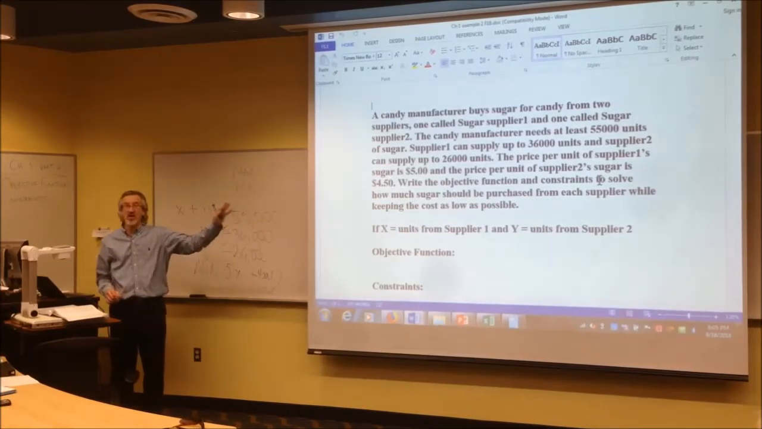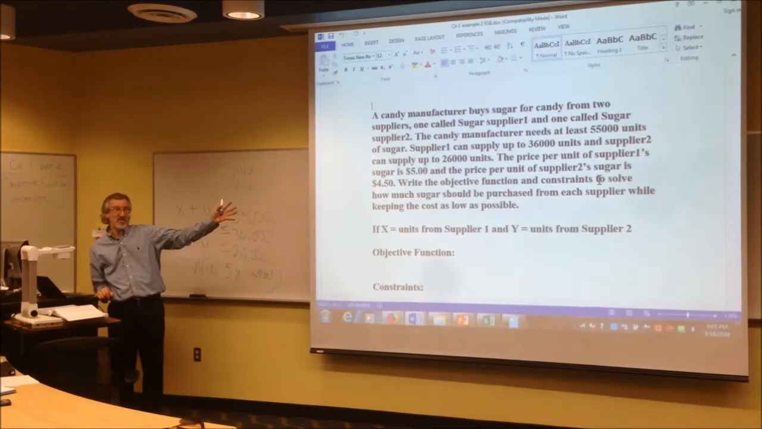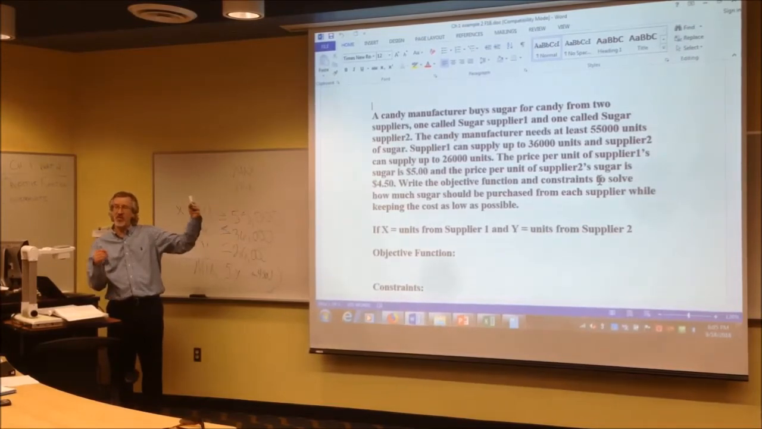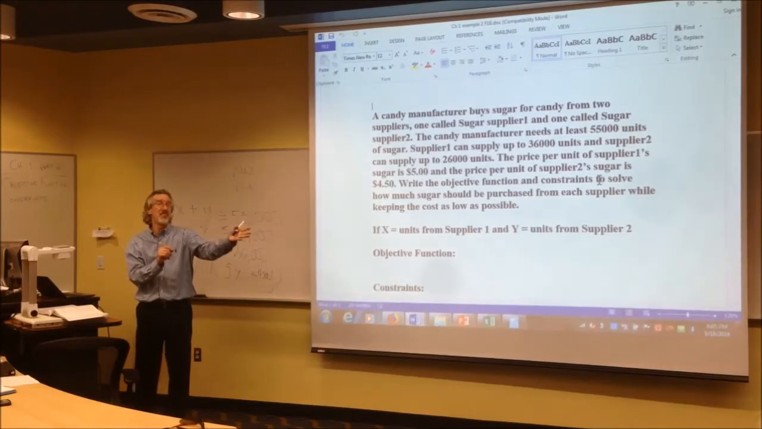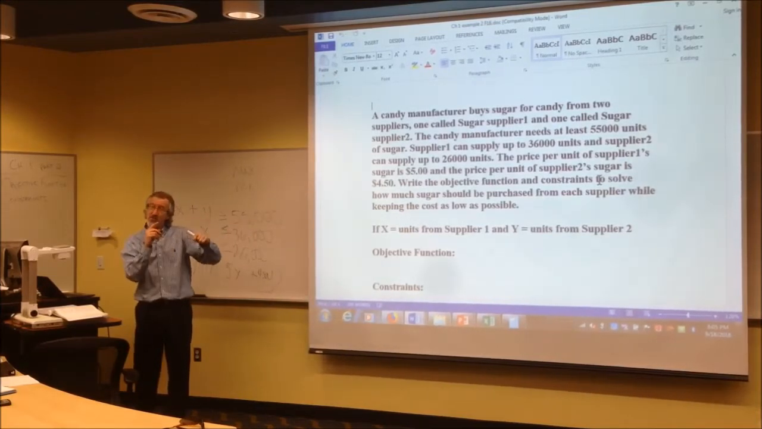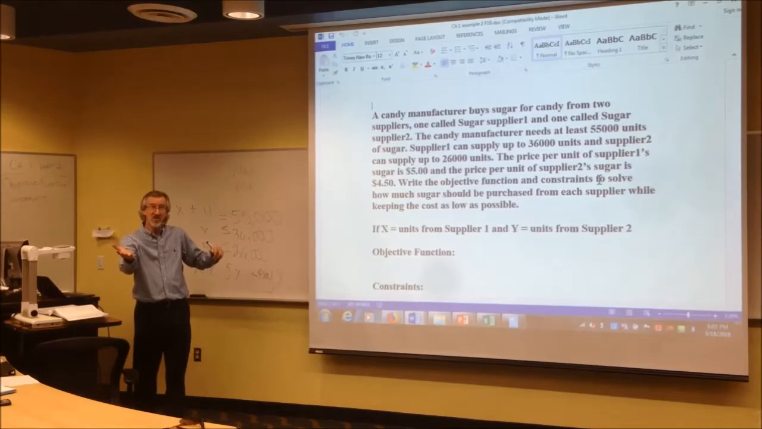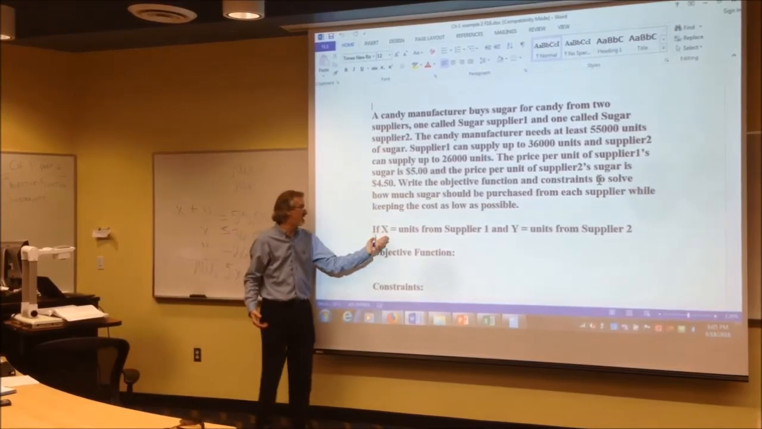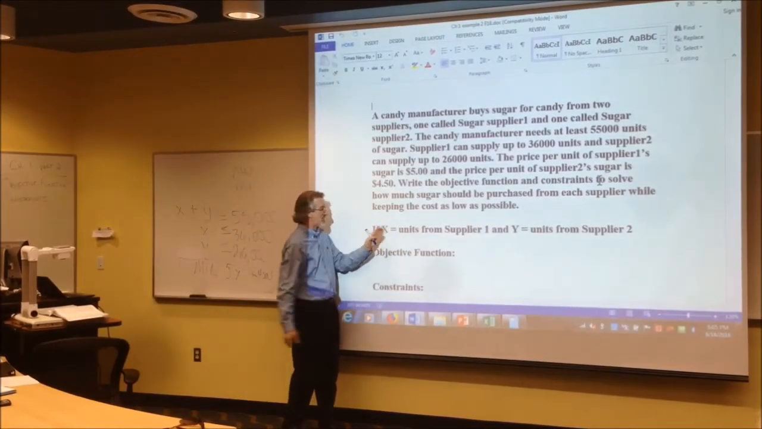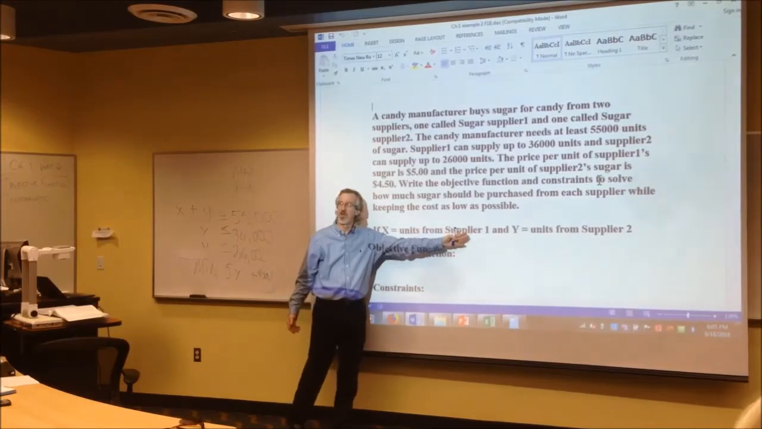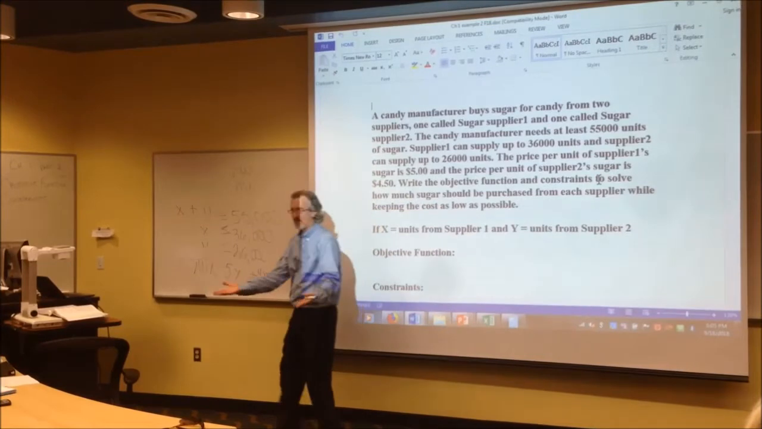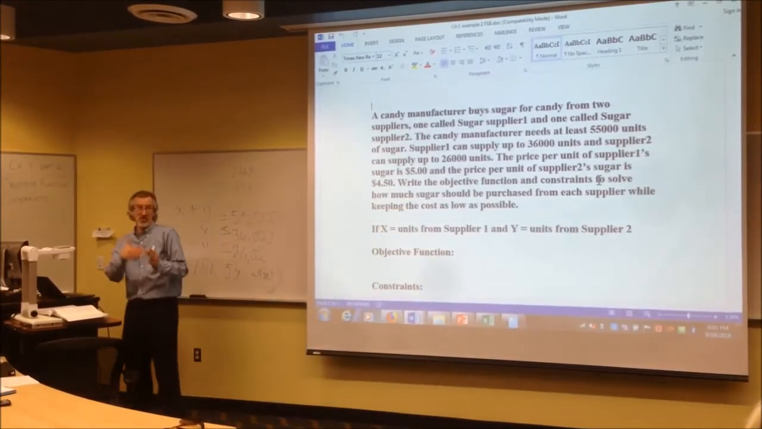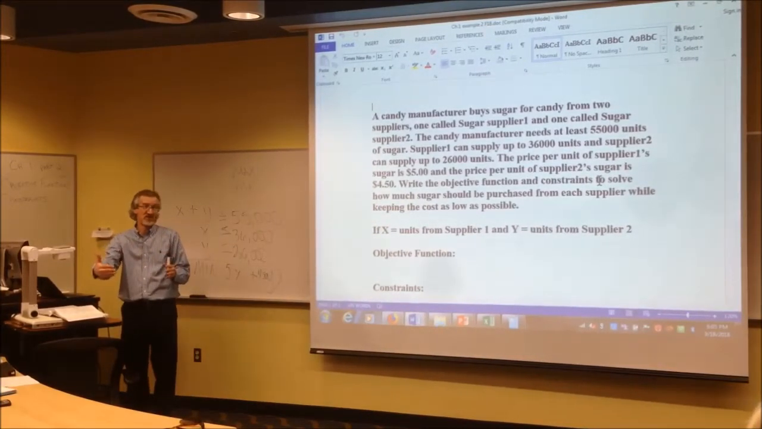I gave the variables. If you were reading this on your own without me giving the variables, you're going to say to yourself, okay, what's the decision trying to be made here? It's how much or many I should buy from supplier 1. It's how much or many I should buy from supplier 2. So that's when you could use the letters P and Q. P is the number of units from supplier 1. Q is the number of units from supplier 2. And you have to give the variables and define them. That's where you've got to get to after this first quiz.